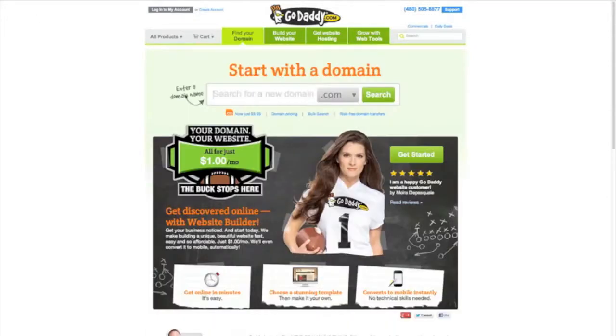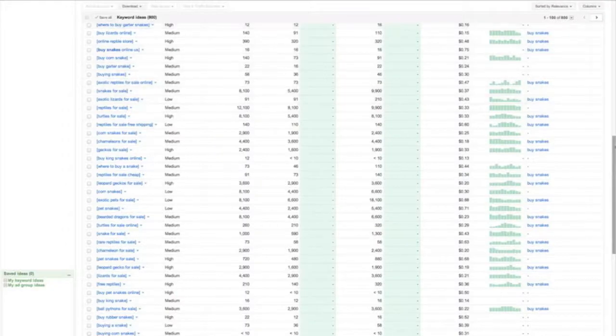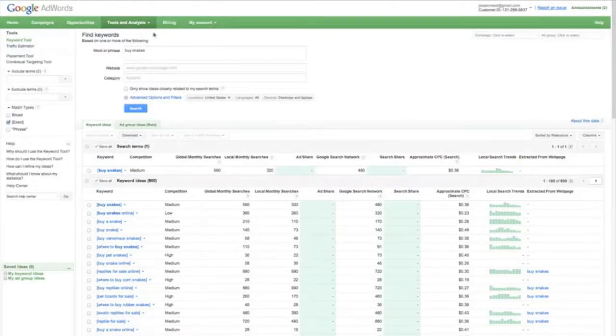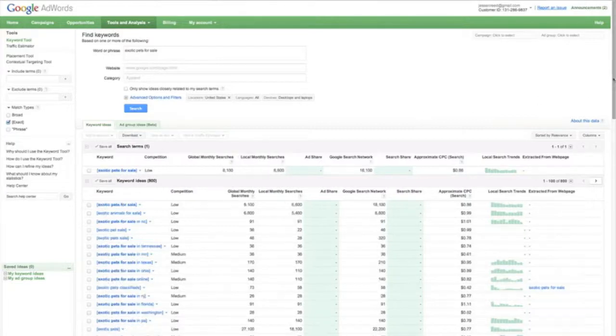But if we can just get that in the title, let's try something. Let's go back to the Google keyword tool real quick, and I'm going to type in exotic pets for sale. Let's see what comes up. We're going to try to narrow this down a little bit more. I started off looking for snakes to buy, and now I'm looking at exotic pets for sale.